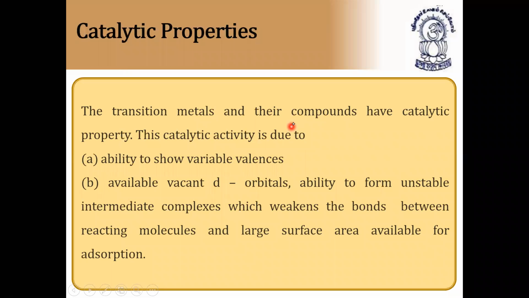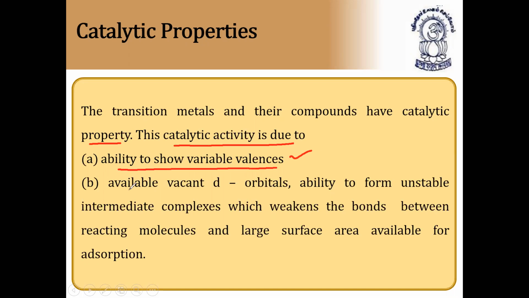Next continuation. As I already told you, most of the transition metals are used as catalysts. Why are they used as catalysts? Because they provide a clean surface for adsorption. Apart from that, we have one more reason also. So what is that reason? Transition metals and their compounds have catalytic property. This catalytic activity is due to their ability to show variable valencies.